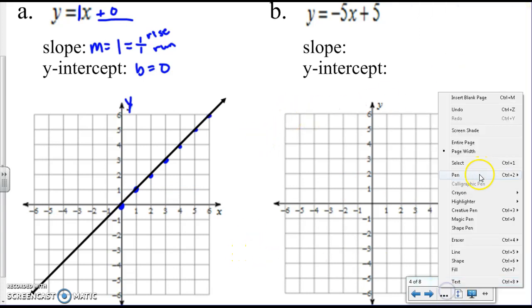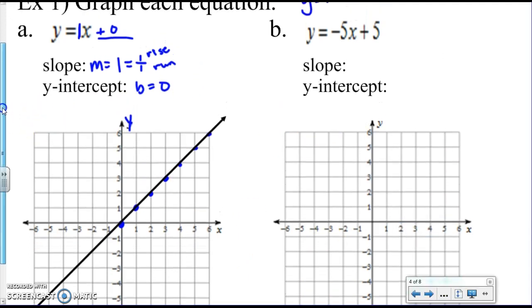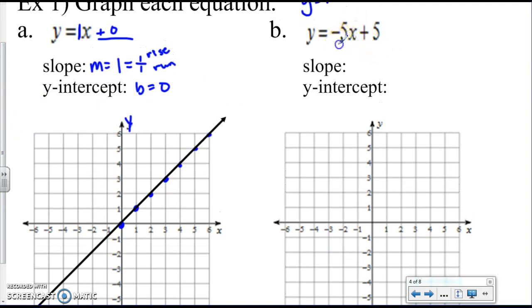Let's do another one. Okay, so second equation here. Scroll up a little bit. My slope is always in front of my x. So my slope is -5. And I like to make that a fraction. So I have up and down and then sideways. And then my b is whatever is added or subtracted at the end. So I have a positive 5 there.